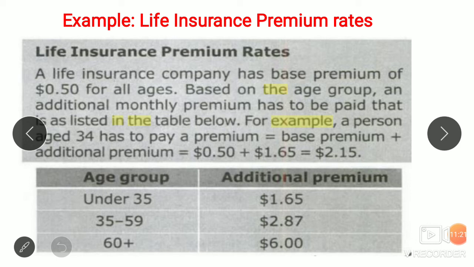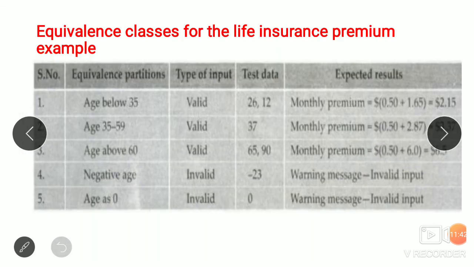Then what are the invalid inputs? If the age is negative, that is an invalid input. If the age is 0, this is also an invalid input. If the age is a 3-digit number, then sometimes it may be valid or it may not. Like this we need to divide. This we are going to represent with the help of equivalence classes. Equivalence classes for the life insurance premium example.